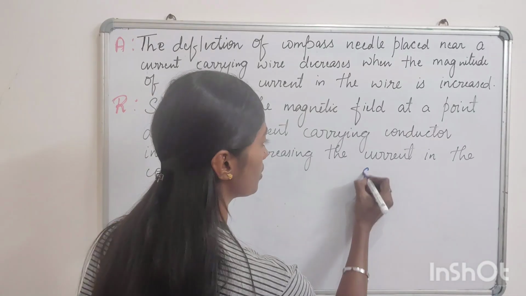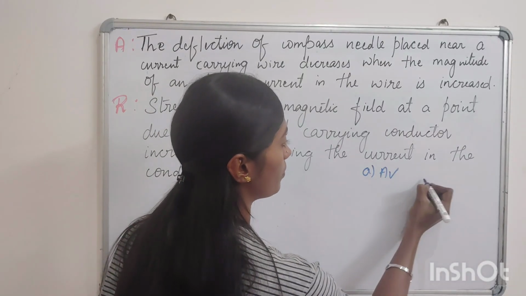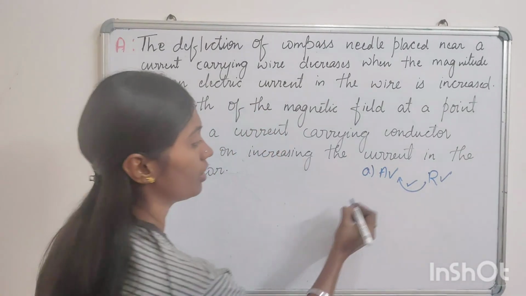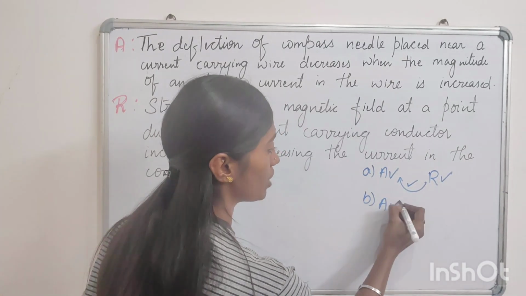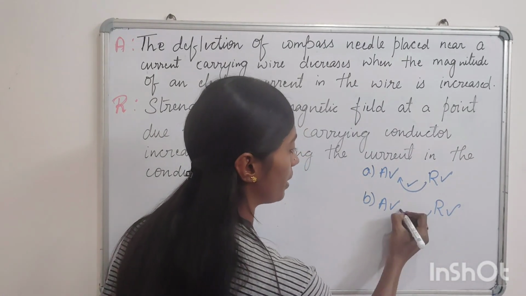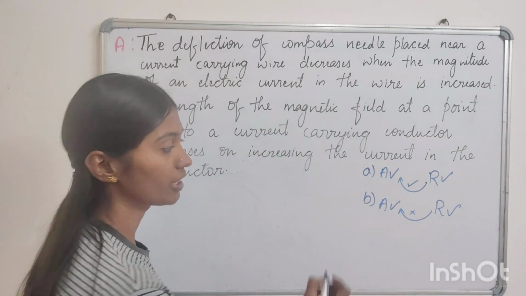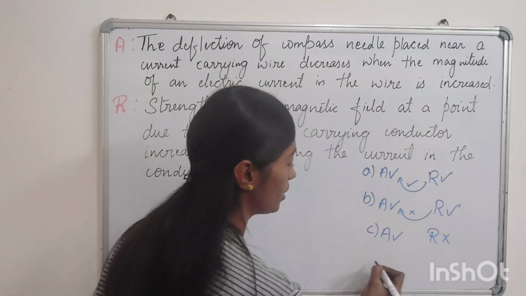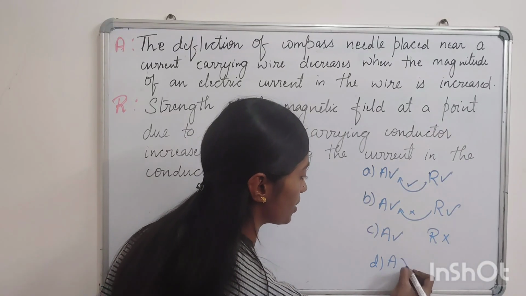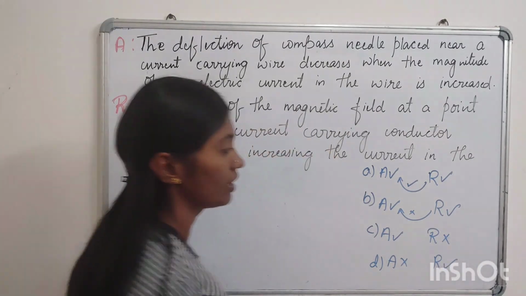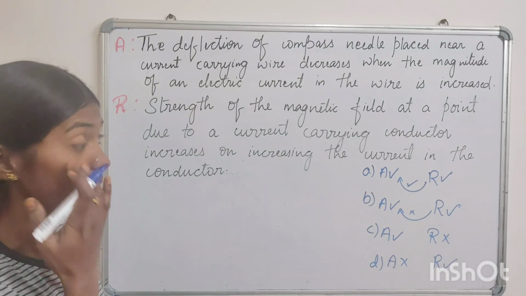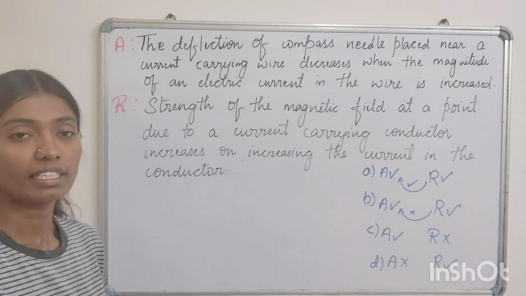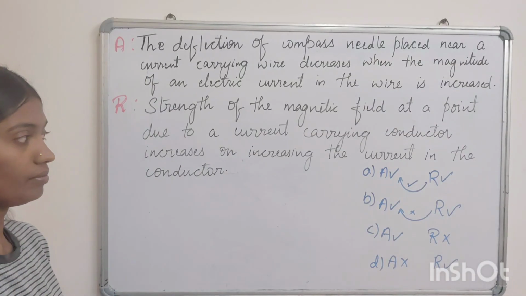We already know the options. The first option is assertion is true, reason is true, reason is the correct explanation of the assertion. Option B, assertion is true, reason is true, but reason is not the correct explanation of the assertion. Option C, assertion is true, reason is false, and option D is assertion is false, reason is true. These are the given options. See, this is based upon the chapter magnetic effect of electric current.